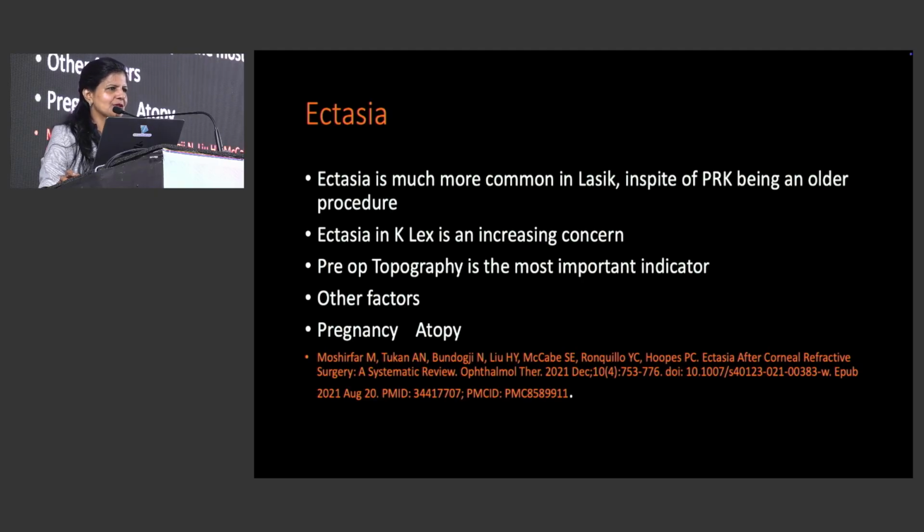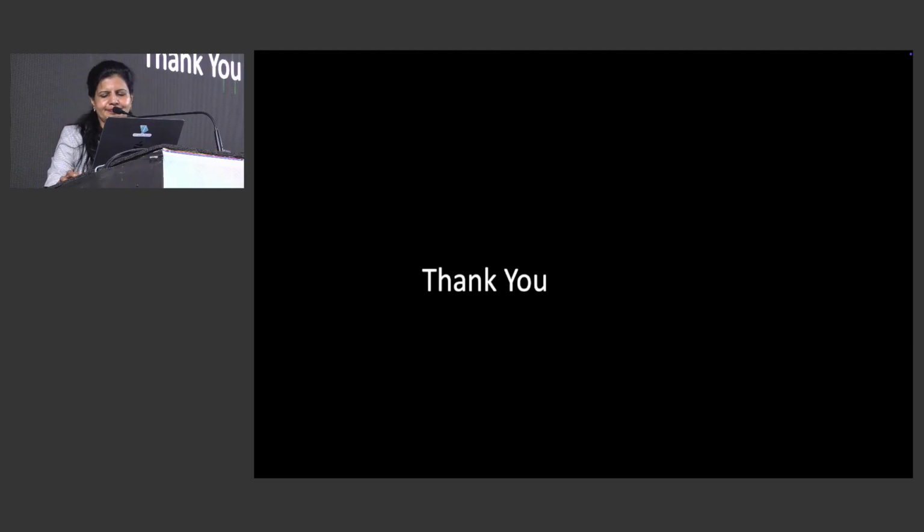Ectasia is of importance in both procedures, but then, like Santon earlier mentioned, it depends on the pre-op workup more. Thank you very much.